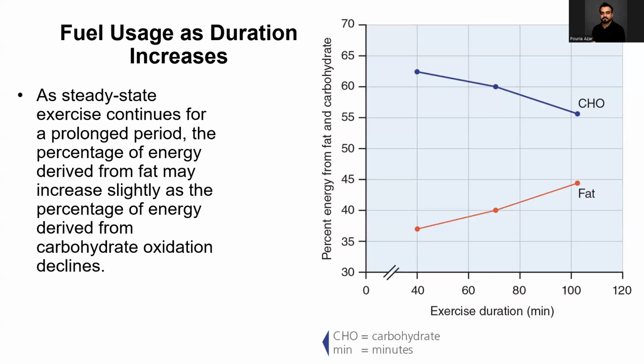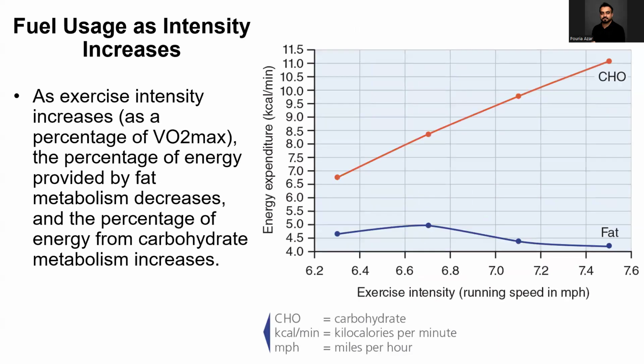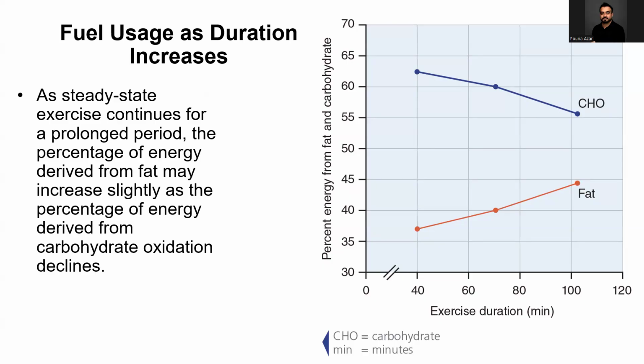And this one shows the duration of exercise. The first figure shows the exercise intensity. This figure shows the exercise duration. So we have exercise duration on the x-axis in minutes, and on the y-axis we have percent energy from fat and carb. In this figure, the red line is fat and the blue line is carb.